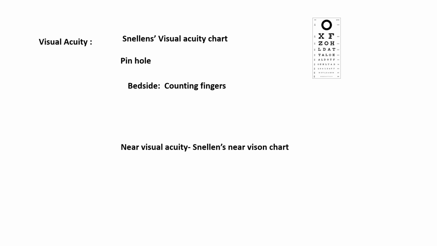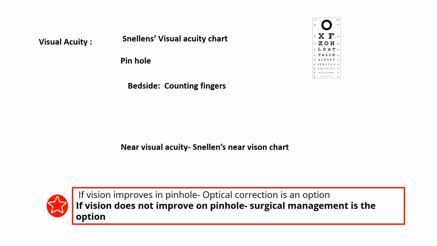For near visual acuity, again use a Snellen's near vision chart if it is given to you. Please remember, if the vision improves on the pinhole test, then optical correction is an option. Even if it's a cataract, you're seeing a senile immature cataract, but the vision is improving on pinhole, you can still say optical correction: I will try refraction and optical correction. If vision does not improve on pinhole, then surgical management will be the choice when you tell the management.